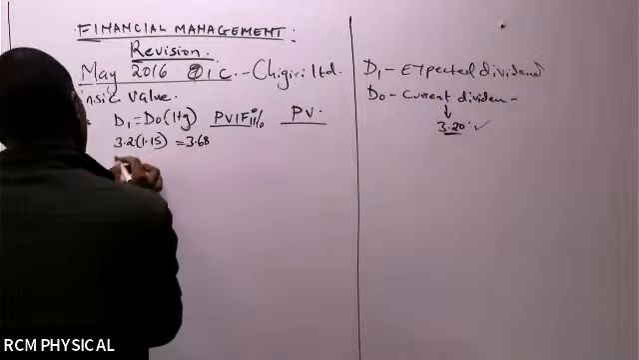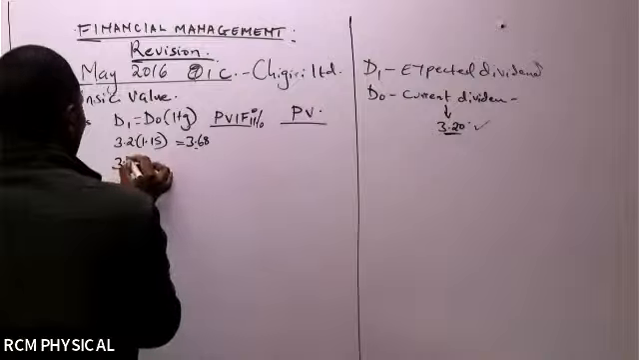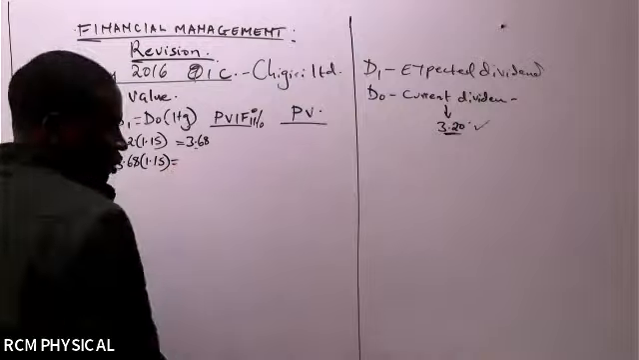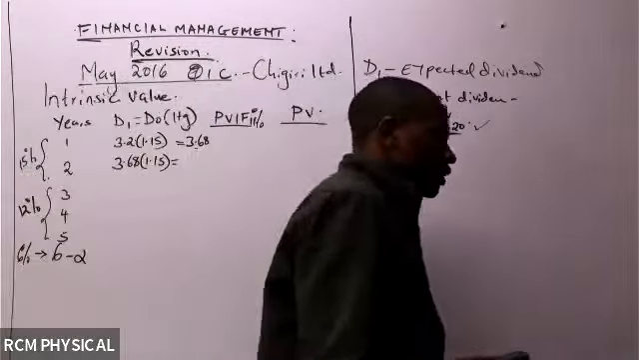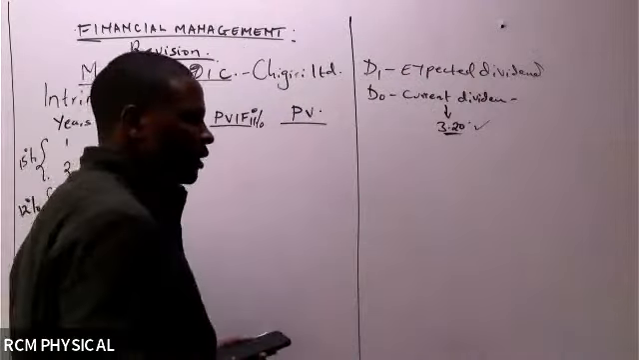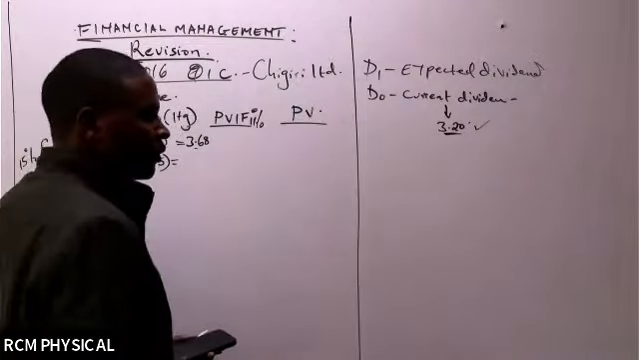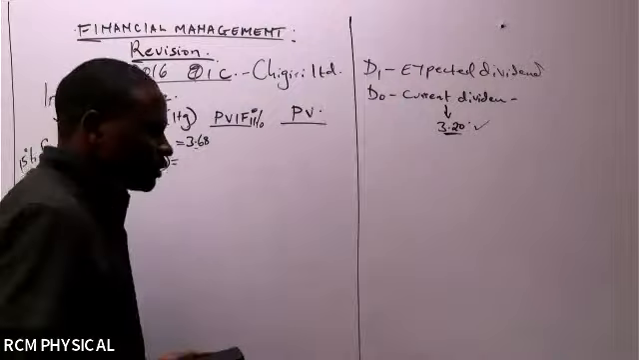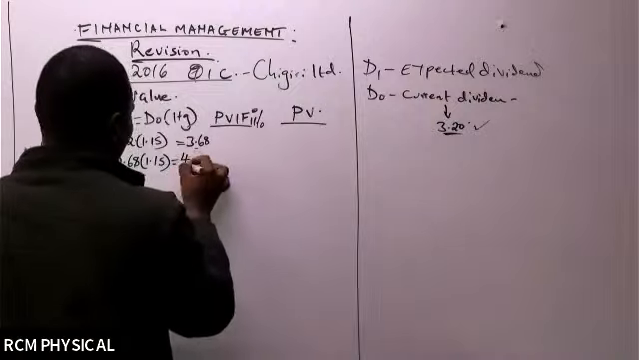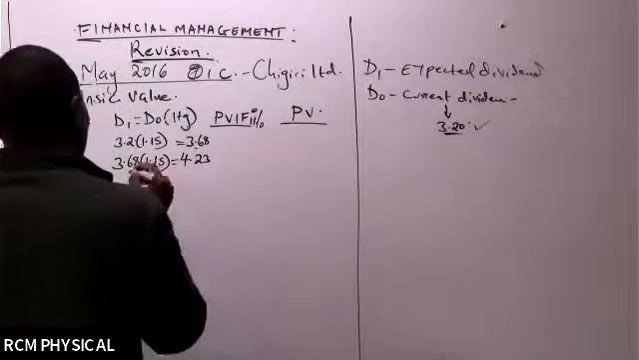Then for the second year, 3.68 is the current dividend, and we multiply by 1.15. The growth is the same for the 2 years. What will be our value for the second year? Just give me the value. It is 4.23.